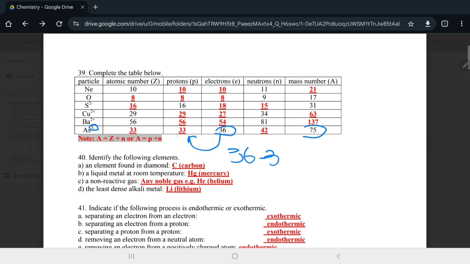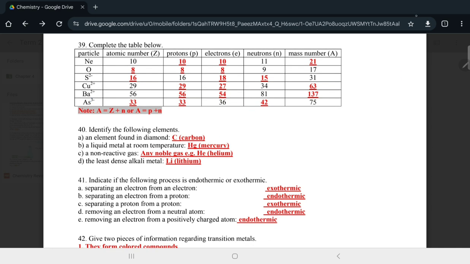So 36 minus 3, you're going to get 33, and then 33 protons, you're going to get 33 atomic number, since they're the same. The mass number, you get 75. So 75 minus 33. So the mass number minus the protons to get the number of neutrons, which is 42. This was a long exercise, but it's easy and 3 marks.